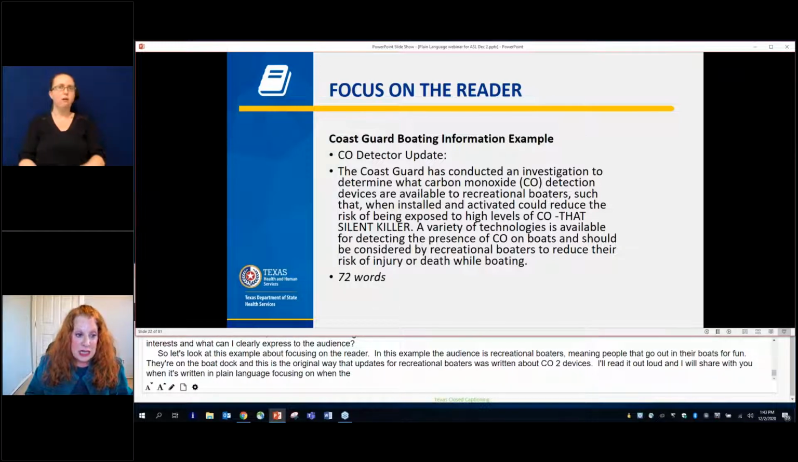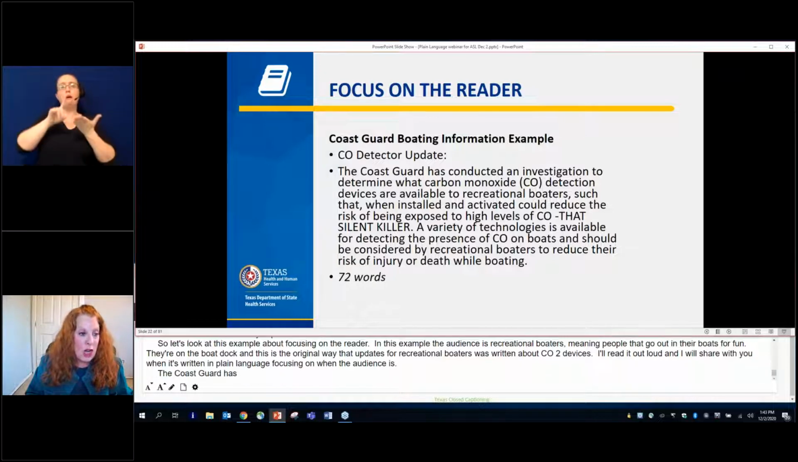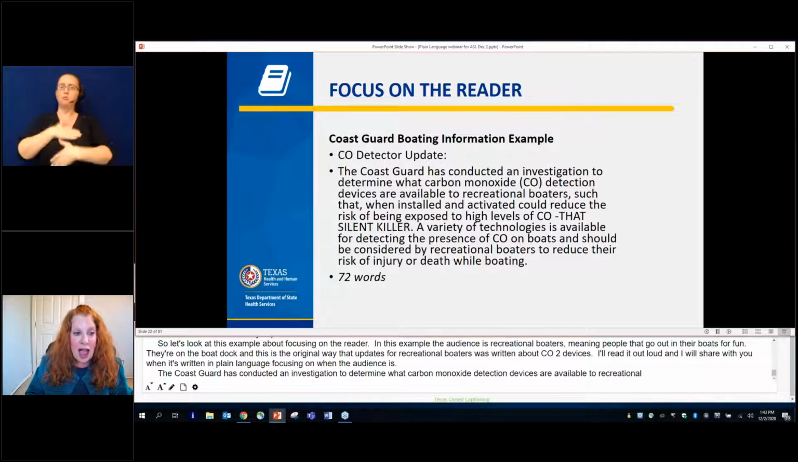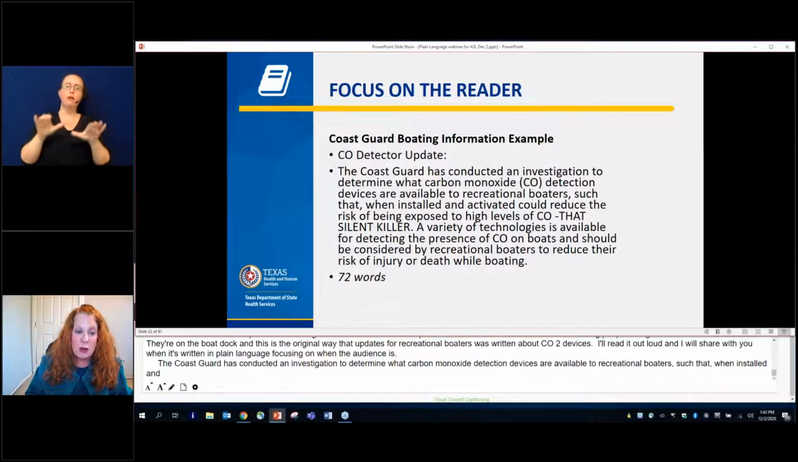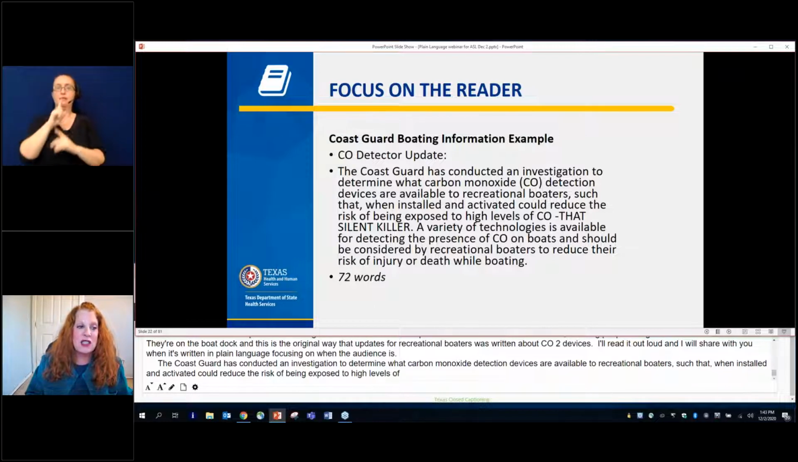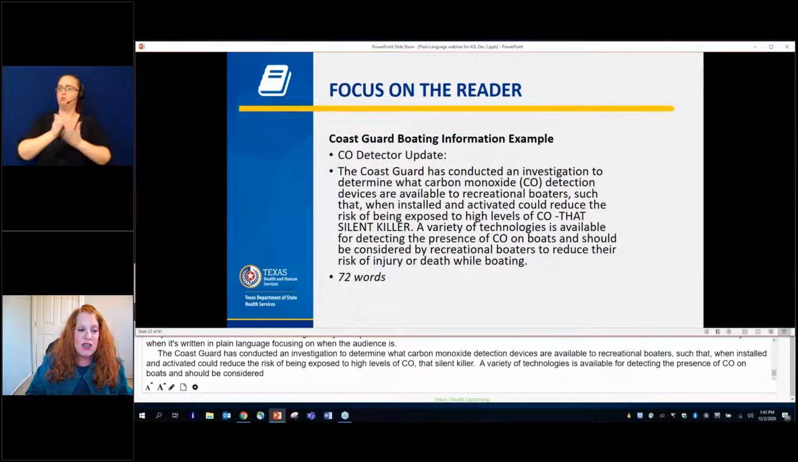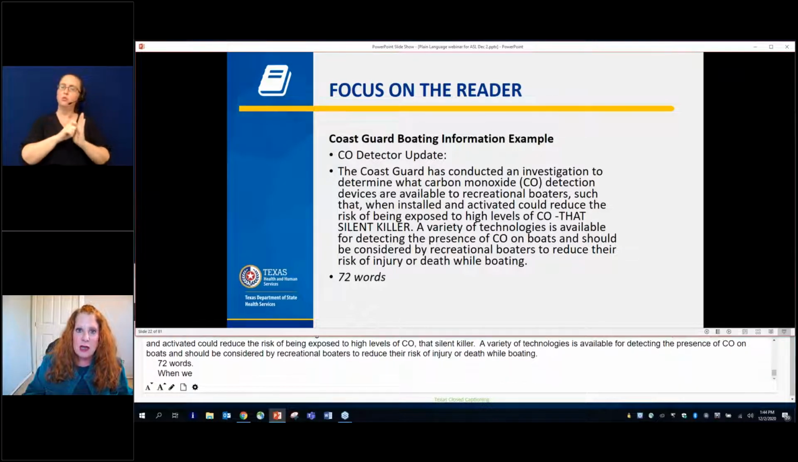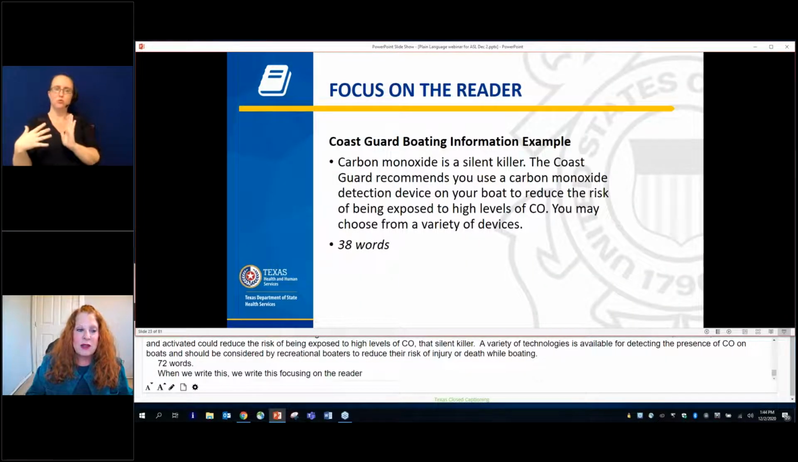The Coast Guard has conducted an investigation to determine what carbon monoxide detection devices are available to recreational boaters, such that, when installed and activated, could reduce the risk of being exposed to high levels of CO, that silent killer. A variety of technologies is available for detecting the presence of CO on boats and should be considered by recreational boaters to reduce their risk of injury or death while boating. 72 words.